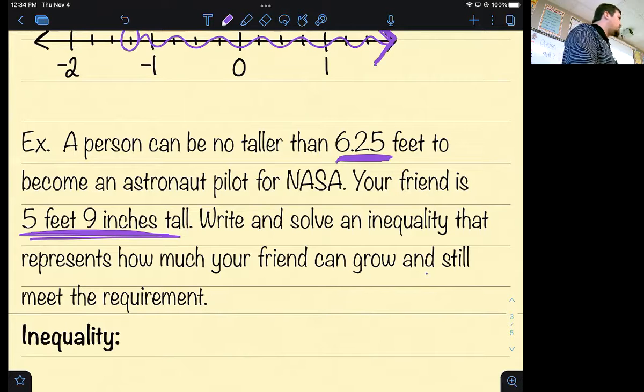But how many inches are in a foot? Hands down. Answer my question. How many inches are in a foot? 12. So it's not out of 10, is it? It's out of 12. There are 12 inches in a foot. So 5 feet 9 inches is 5 and 9/12 feet, because that extra 9 inches isn't quite a full foot, but it's pretty close.